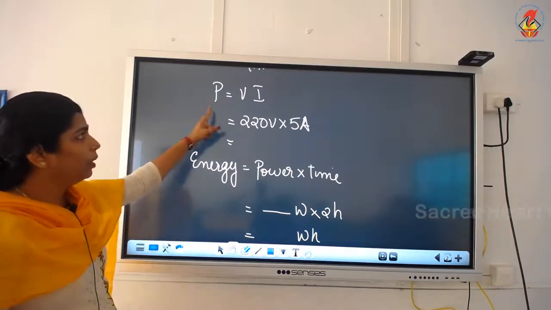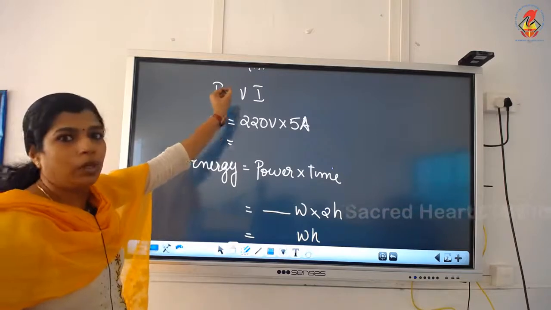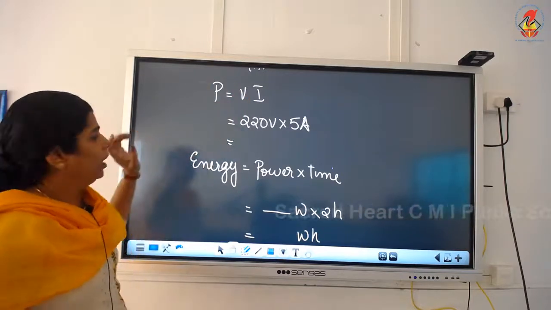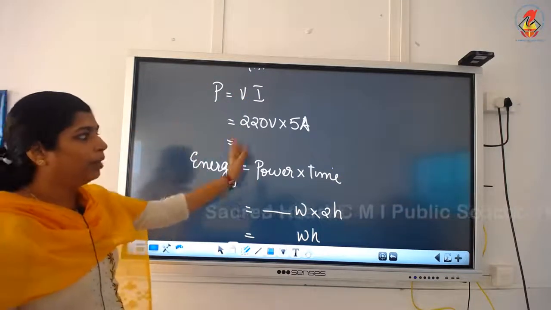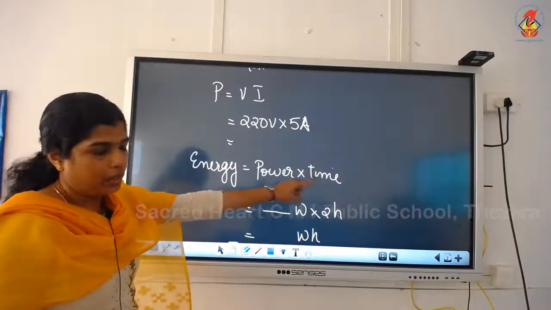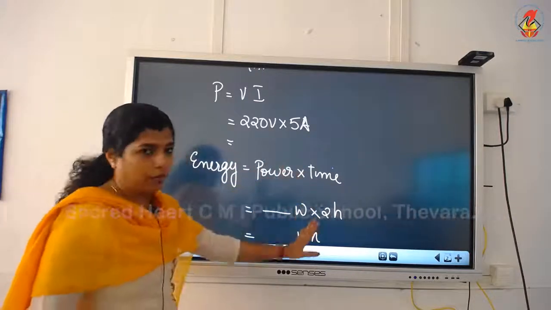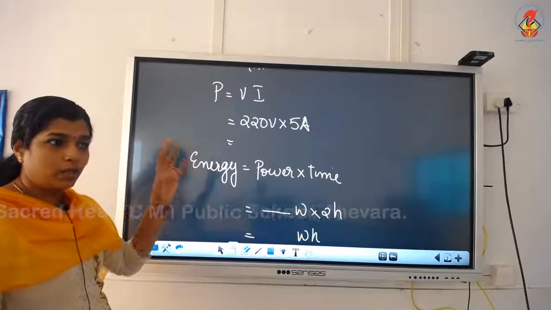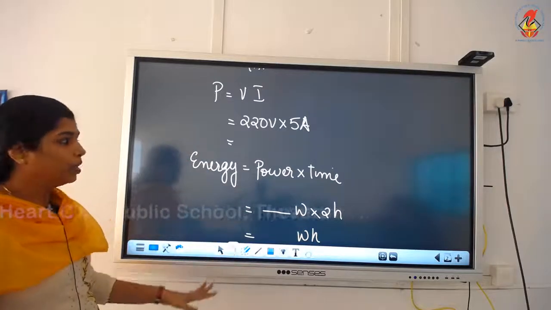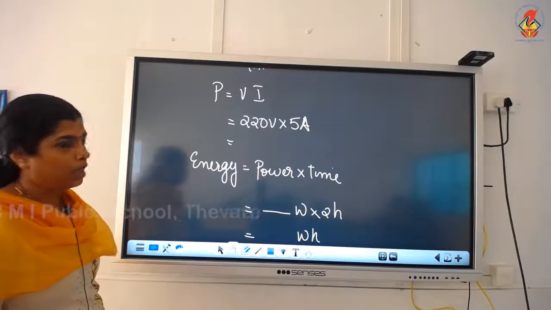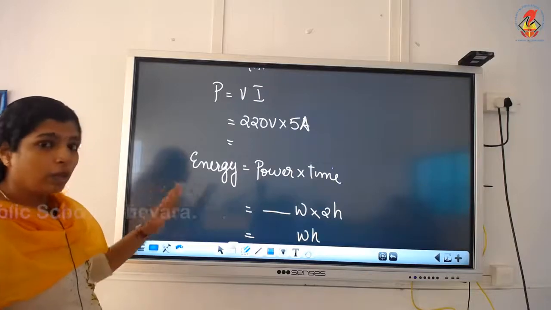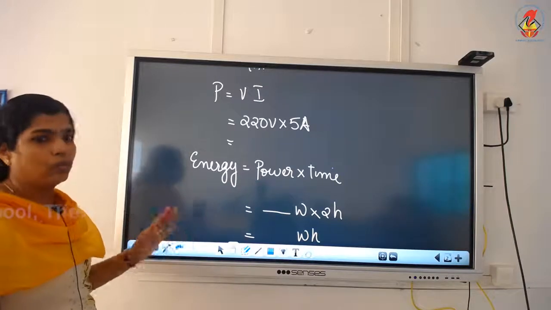So power, you know, P equal to V into I. Energy, power into time. Here time should be in hour. If it is given in minutes or seconds, you have to convert it into hour. Okay, the answer will be in kilowatt hour or watt hour.